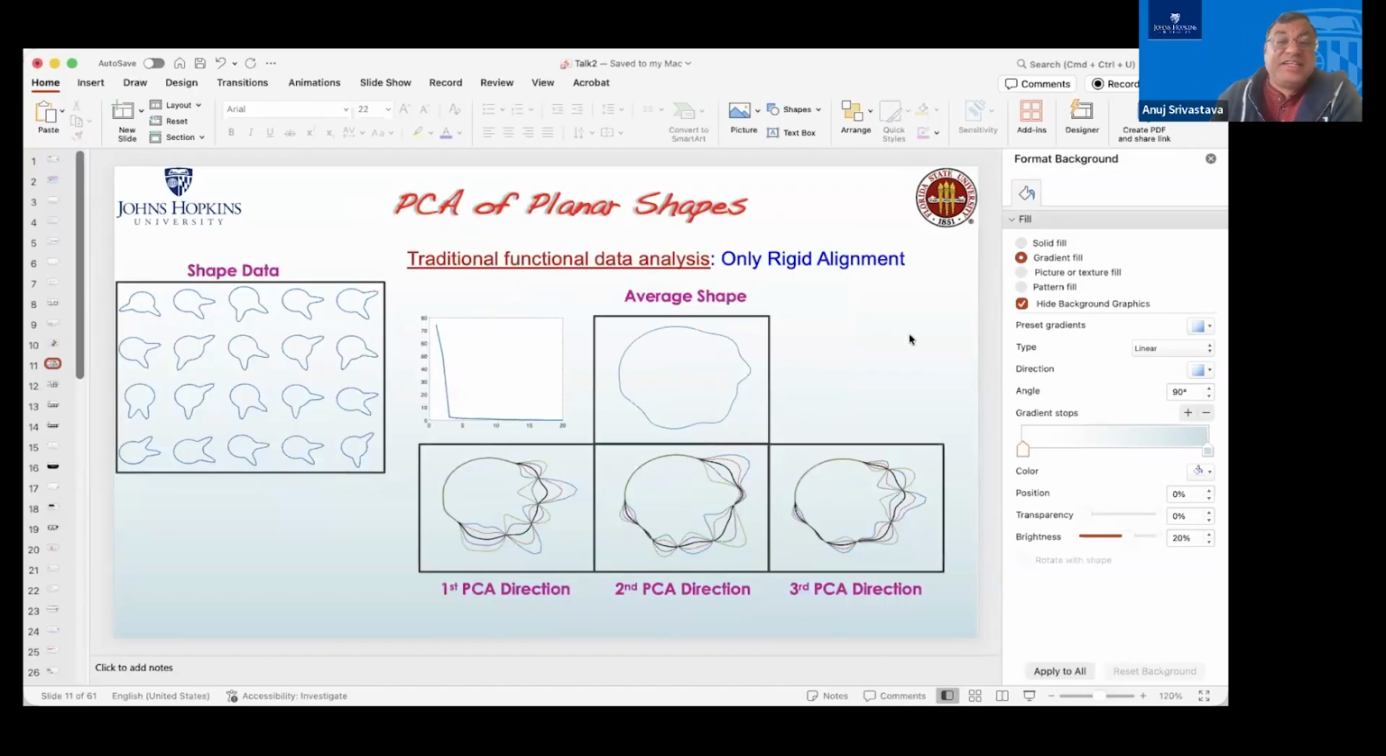And so here is an example. Again, these are sort of made up shapes. All of these are circular objects with two handles. Just the handles are close or further apart.